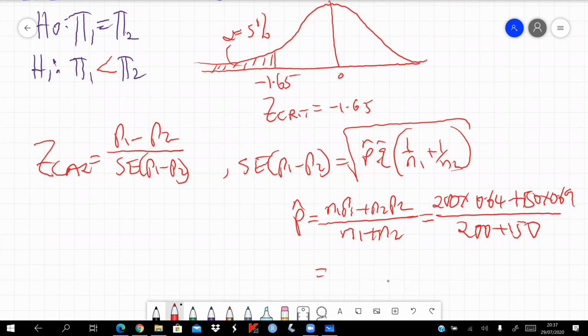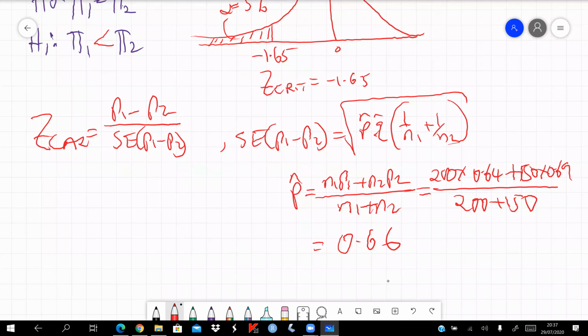Are you getting something? 0.66. So that tells us that Q hat is 1 minus 0.66. Let's round off to 0.66. So this gives us 0.34 as our Q hat.